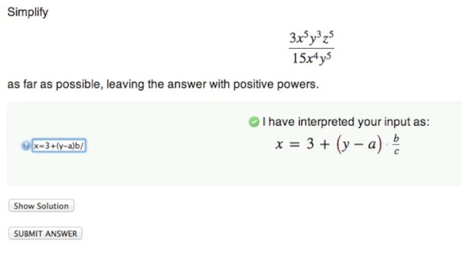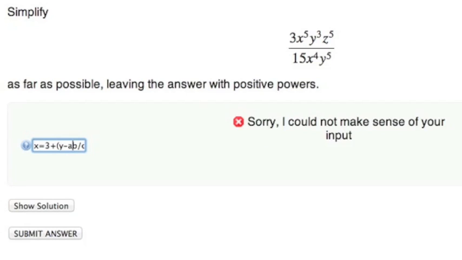While writing an expression, you might see this message saying, "Sorry, I could not make sense of your input." This is usually due to something like not closing brackets, so just check that your expression is complete.